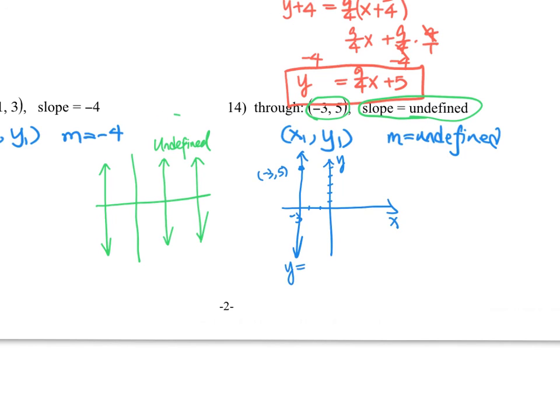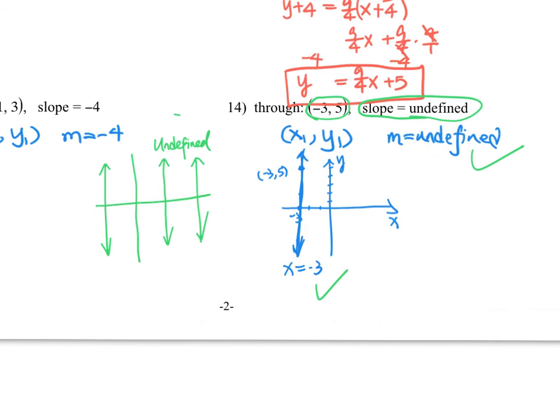And if I have to write it down, whoops, I always make this mistake. If I have to write it down, remember this line, because it's vertical and it touches the x-axis, so it's x equals negative 3. In other words, it does not matter whether y equals positive 5 or positive 2 or even a negative number. This line guarantees that x is always negative 3 and the slope is always undefined.